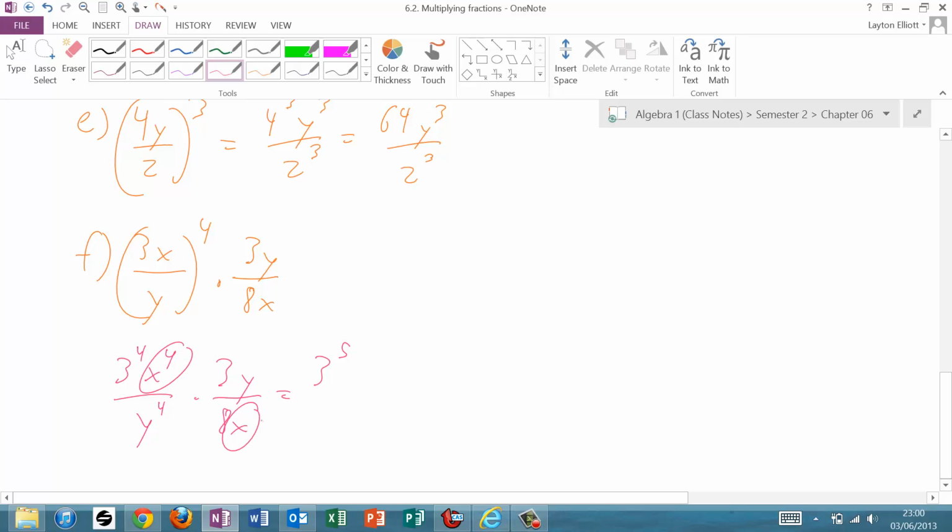X to the fourth over x gives me, let's draw a denominator bar, let's just go x to the third on the top. Remember, that would cancel. Then I have y over y to the fourth, so that's a y to the third in the denominator, and I still have that 8 in the denominator. Finally, if I want to express 3 to the fifth as something better, I can say that that is 243. 3 to the fifth is the same as 81 times 3. And x to the third over 8y to the third.